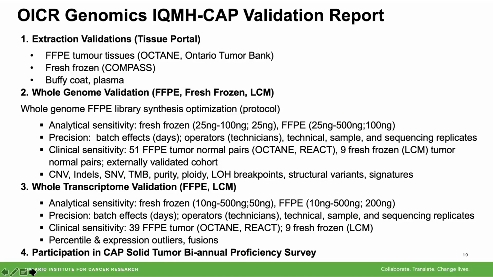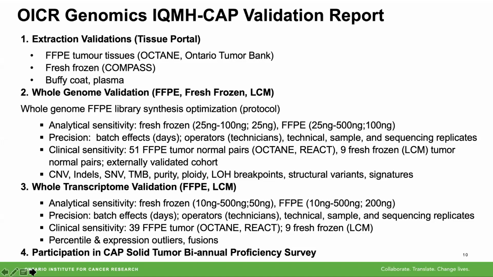For our whole genome validation, we have looked at tissues from FFPE, fresh frozen, and LCM. We take 3 stages to our validation, the first being analytical sensitivity, evaluating the lower limits of our assay where we can still receive functional information, and settled on 25 nanograms for fresh frozen tissues and about 100 nanograms for FFPE. We've looked at the precision of our assays, which includes batch effects, operator variants, technicals, sample and sequencing replicates, and finally expanded out to clinical sensitivity.